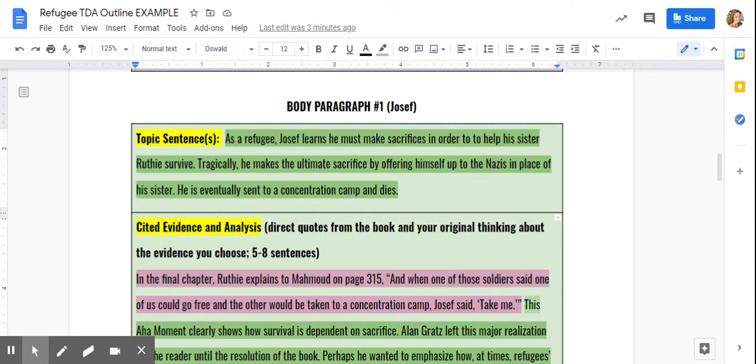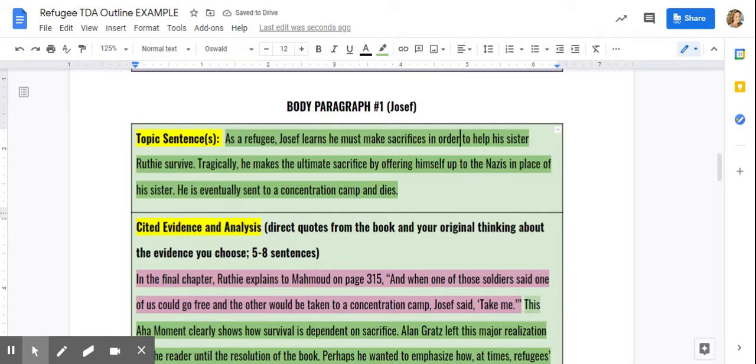So I'm going to talk about what Joseph has to do with this idea of making sacrifices in a quick topic sentence. And I actually have three sentences for my topic sentence because it just worked out that way best for me. Sometimes you can do it in one, sometimes two. You might even need three, like I did. So here's my topic sentence. As a refugee, Joseph learns he must make sacrifices in order to help his sister Ruthie survive.